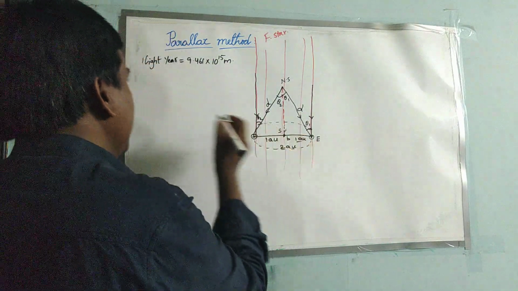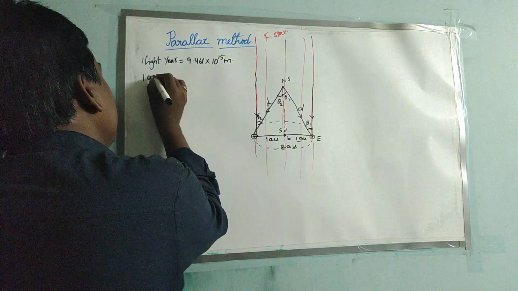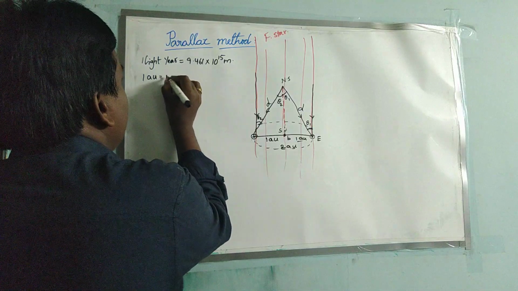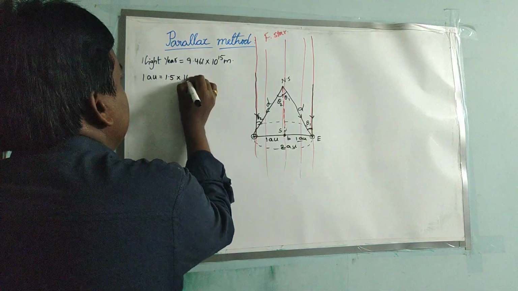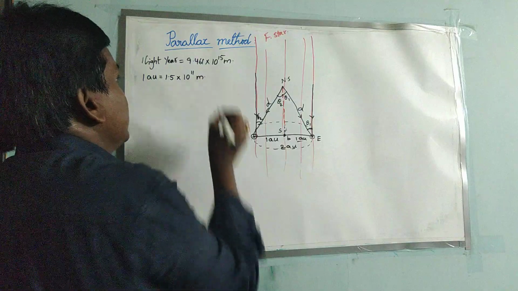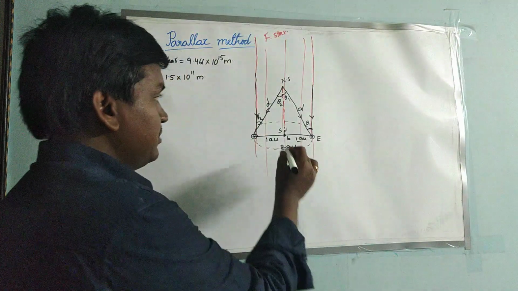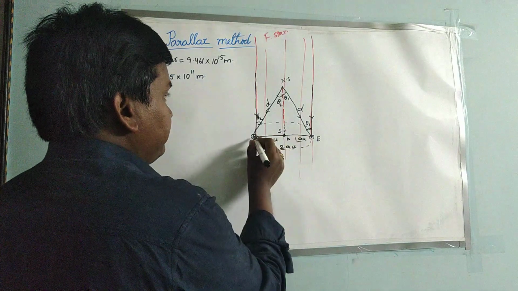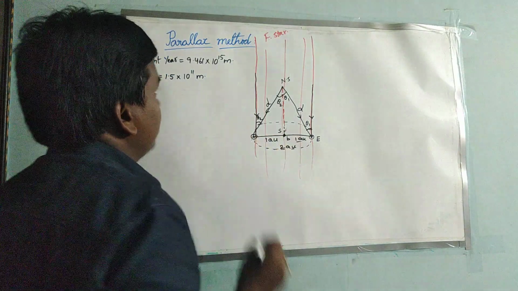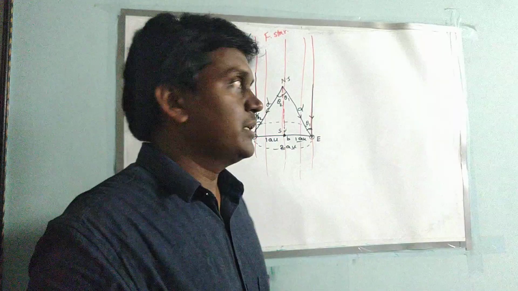And the value of 1 AU is equal to 1.5 into 10 to the power of 11 meter. That is the astronomical unit. The distance between sun and earth is 1.5 into 10 to the power of 11 meter.